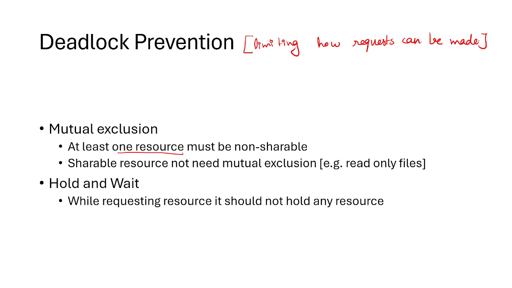The second one is hold and wait. In hold and wait, while requesting a resource, the thread should not hold any resources. For example, consider the thread Ti requesting the resource Rj. While it is requesting Rj, it should not hold any other resources. If it already holds some resources, it is not eligible to request another resource.